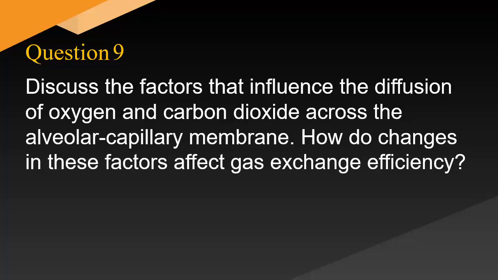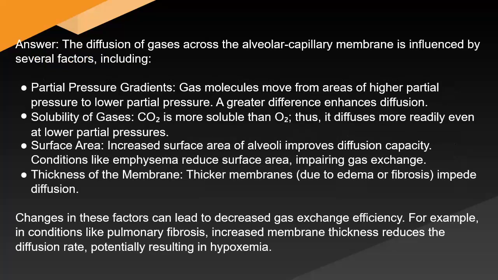Discuss the factors that influence the diffusion of oxygen and carbon dioxide across the alveolar capillary membrane. How do changes in these factors affect gas exchange efficiency? Answer: The diffusion of gases across the alveolar capillary membrane is influenced by several factors, including partial pressure gradients. Gas molecules move from areas of higher partial pressure to lower partial pressure. A greater difference enhances diffusion. Solubility of gases: CO2 is more soluble than O2, thus it diffuses more readily even at low partial pressures.